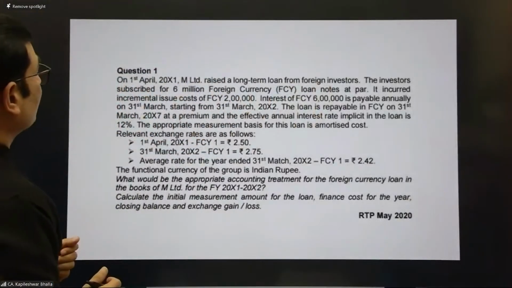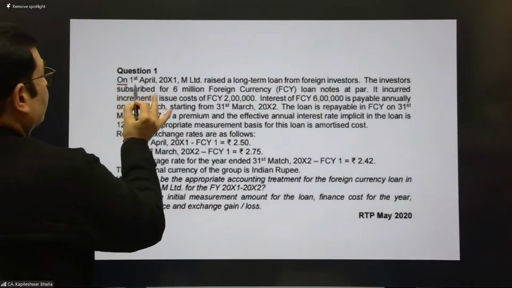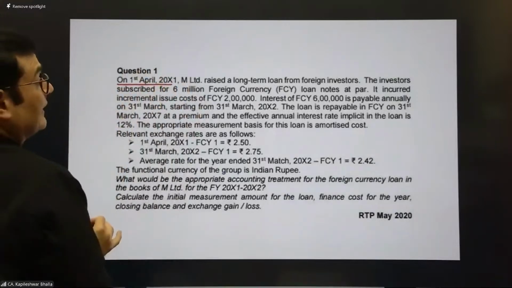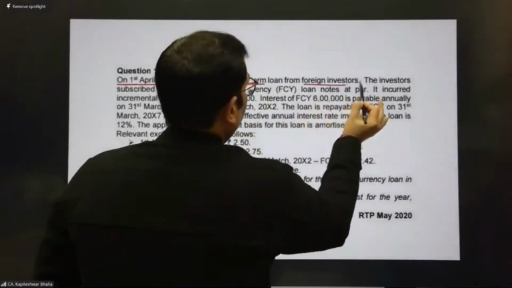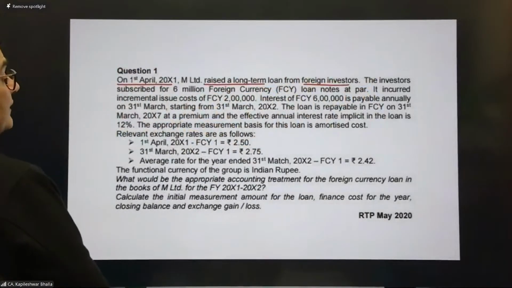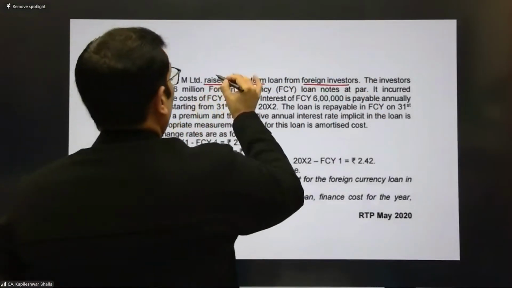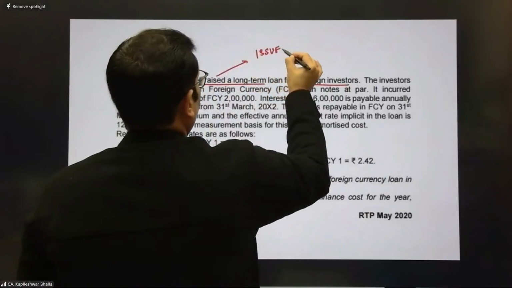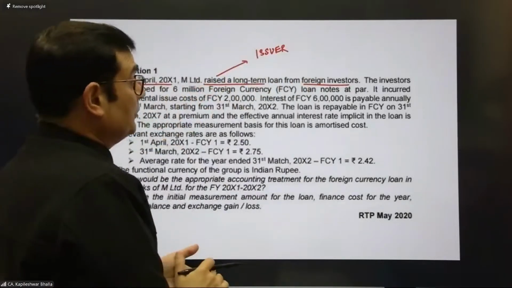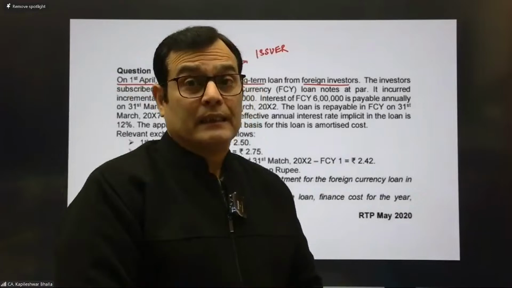So it says on 1st April X1, M raised a long-term loan from foreign investors. Now, when you say that you raised a long-term loan, one thing is very clear, that we're looking at things from the issuer point of view. Though let me tell you, we have not done the accounting of financial liability specifically.